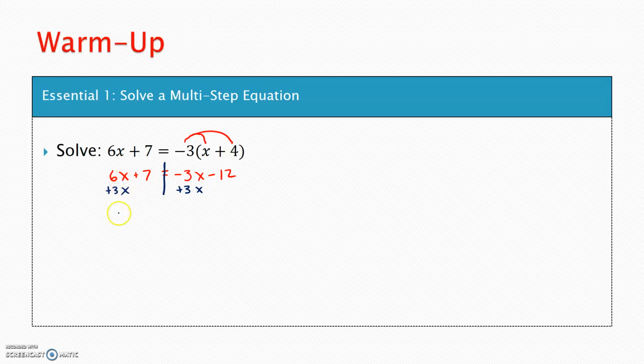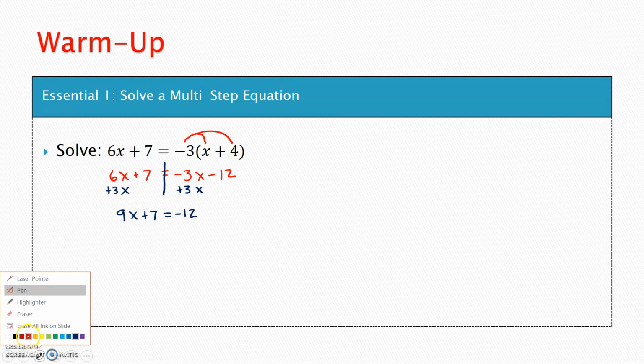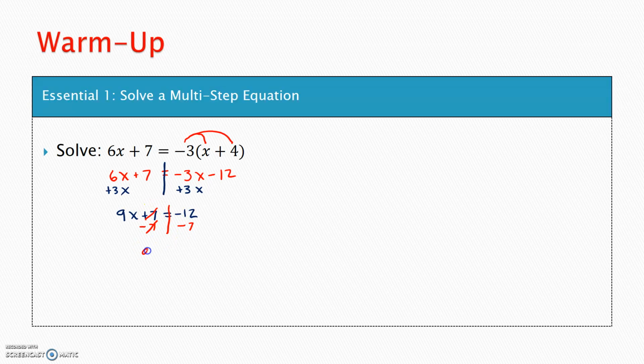So 6x and 3x gives us 9x plus 7 is equal to -12. All right, the next thing that I have to do is get rid of 7. So let's subtract 7 from both sides, and these guys will cancel out. I get 9x is equal to, now they're both negative, so -7 and -12 give me -19. Now the last thing that I have to do here is divide both sides by 9. So x is going to equal -19 over 9. That is our final solution, and that is it.